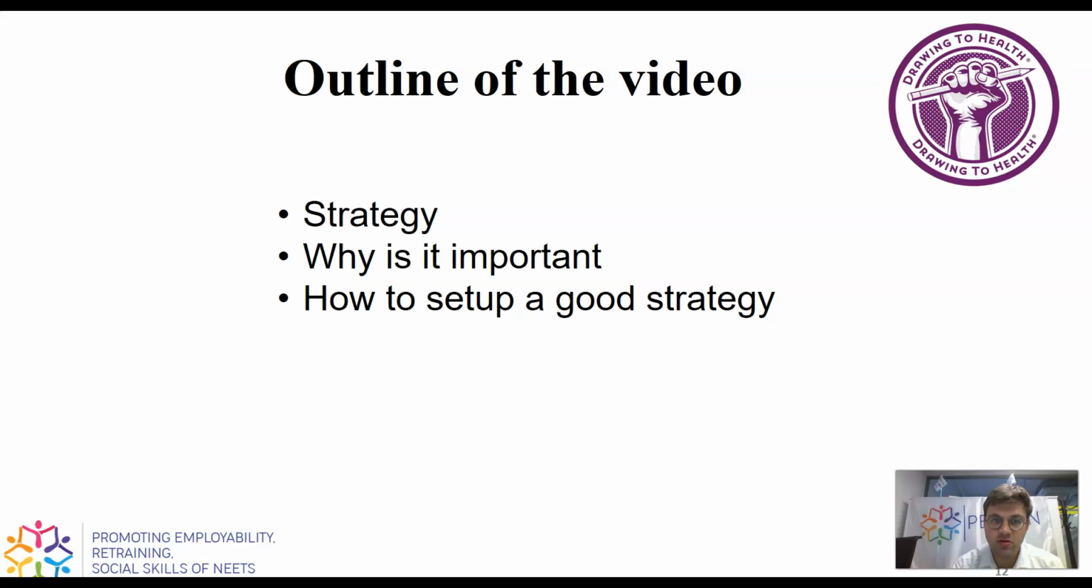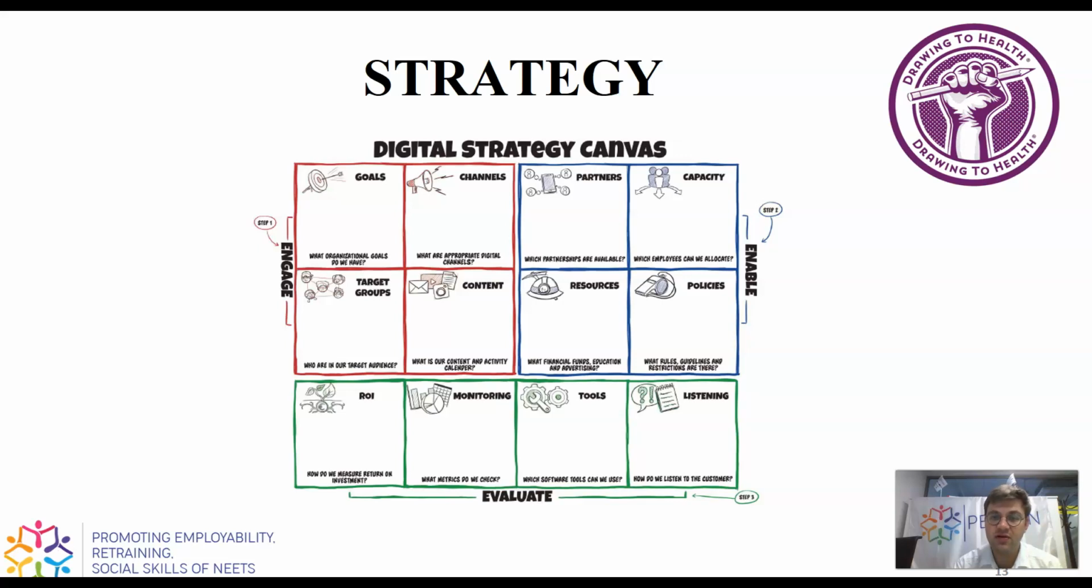In this video we're going to talk about strategy, why it's important and how to set up a good strategy. During research we found that having a good social media strategy is a key to success. During years of research we found that there are actually three main components to have in your strategy. One is about engagement, how to connect with your potential customer, employer or volunteer. The second one is about enable. So how are you going to make sure that you do it? And the third part is about evaluate. How are you going to make sure that you evaluate and monitor the right things?